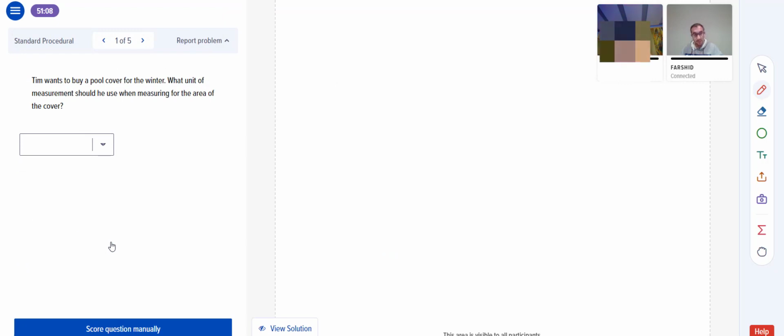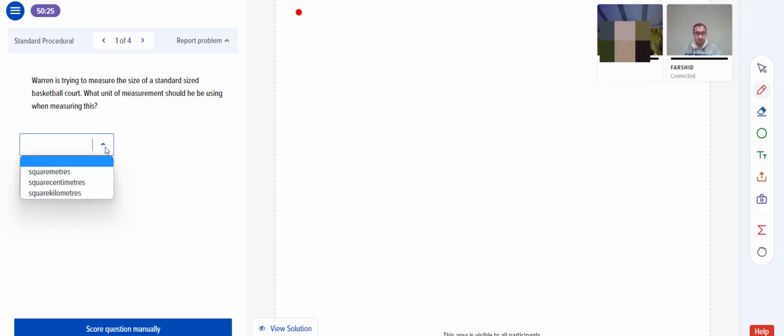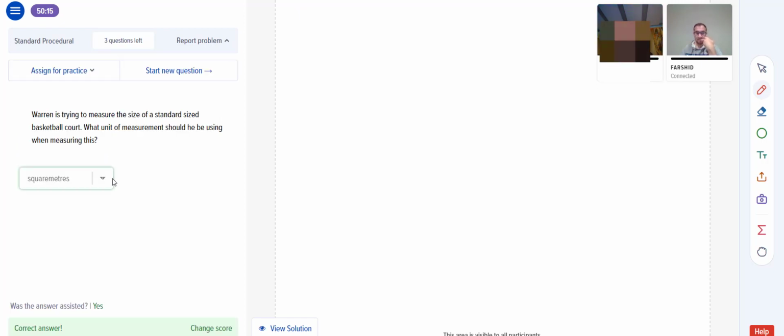What unit of measurement should he be using when measuring this? He should be using meters, right? Of course, yes. For area, square meters. Okay, good.